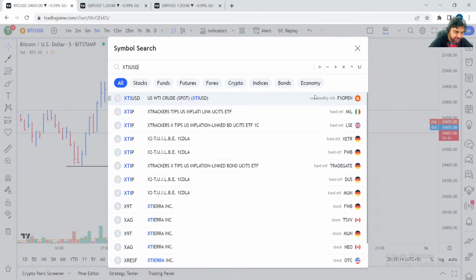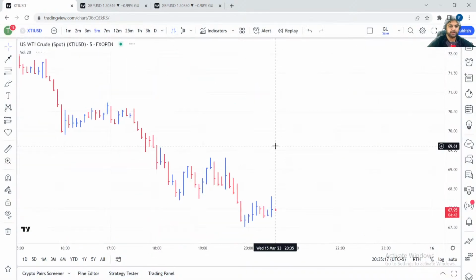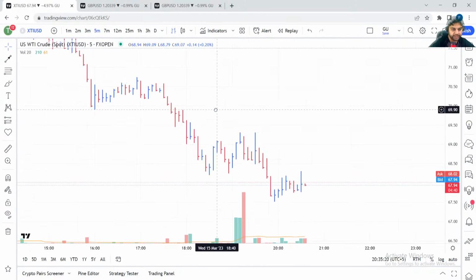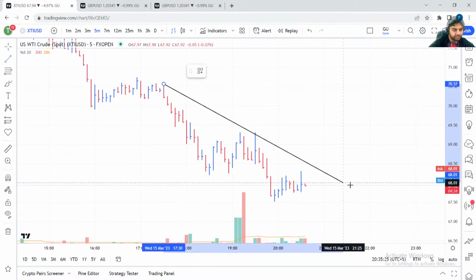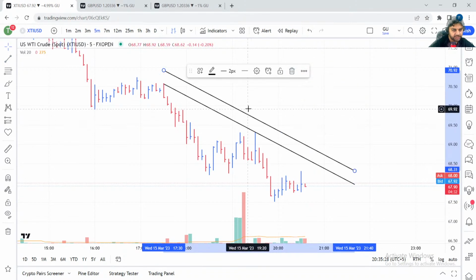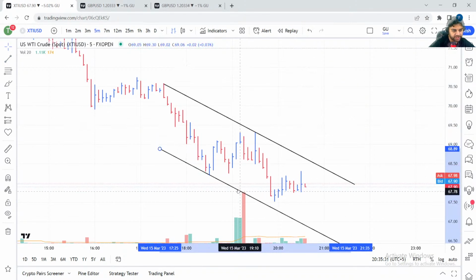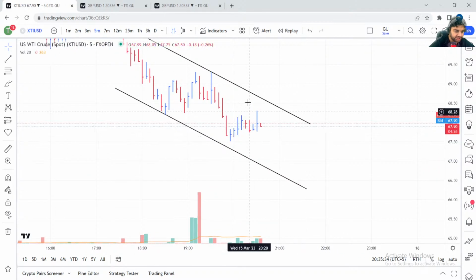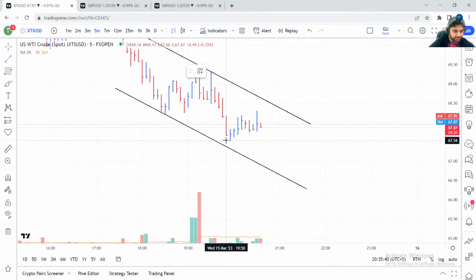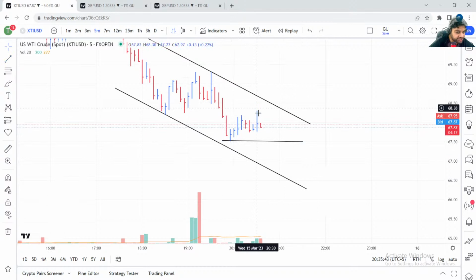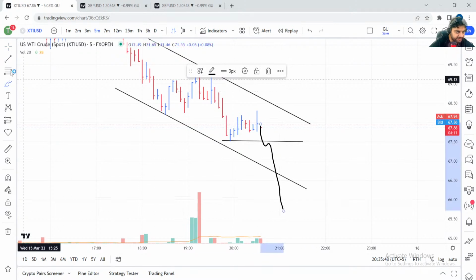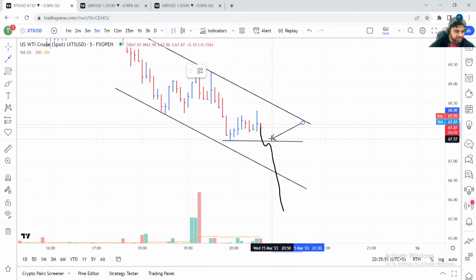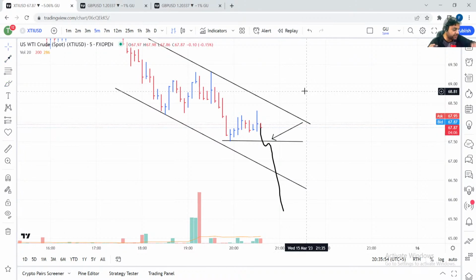XTI USD. What's that? Oh, okay. So crude oil. I can see that there is this accumulation. The market has not yet exhausted the downtrend. So I think I will be willing to sell if the market breaks this low, but with heavy selling. If the market comes down like this and then tests this level, then I will be willing to sell, if and only if the market falls down like crazy.